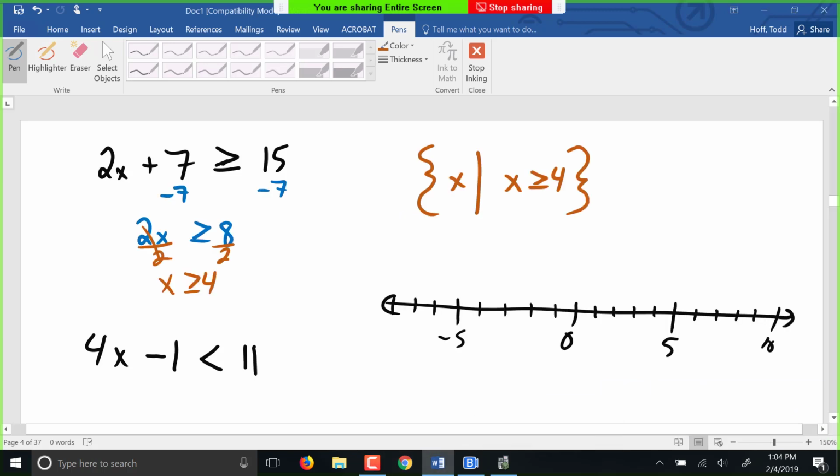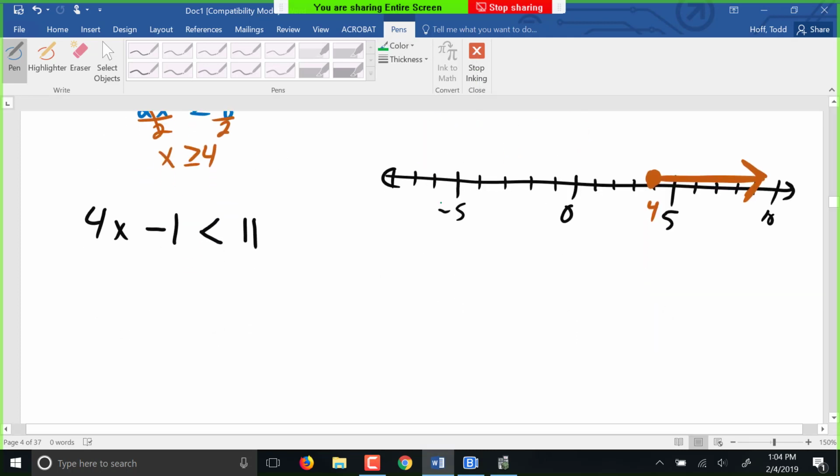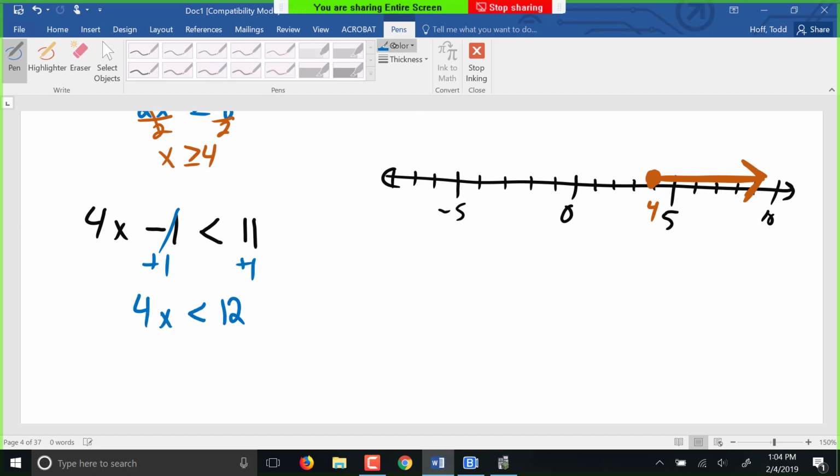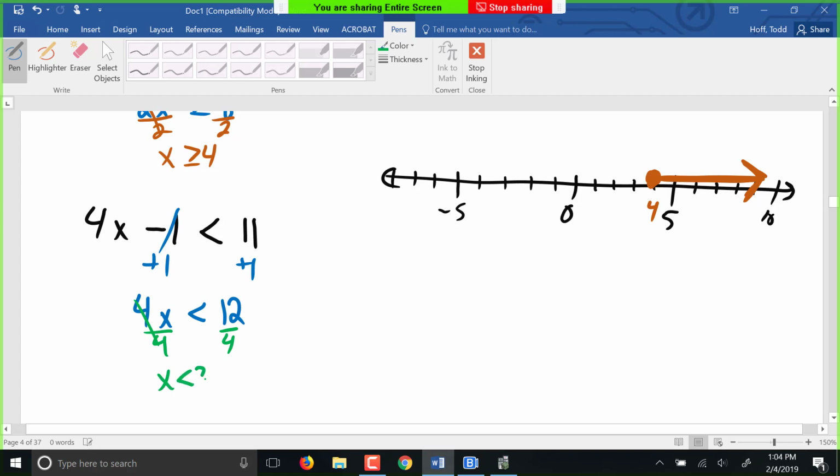So we have the solution set notation, and then for our number line, our boundaries at 4, open dot or closed dot? Closed dot, point to the left or to the right? The right. It is greater than. So for the second one down here, what's our first step in solving that? Add 1. Good. 4x is less than 12 now. What's our next step? Divide by 4. X is less than 3.